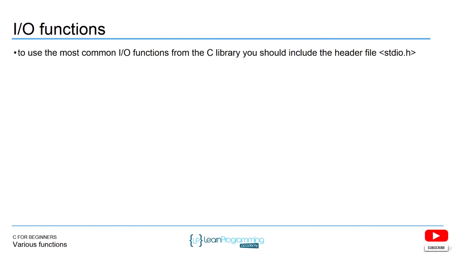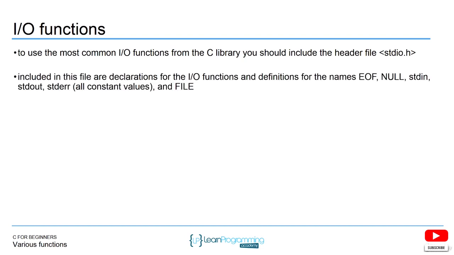We had a lot of I/O functions, input and output. We concentrated on reading and writing from files, but we also read input from the keyboard, and we outputted data to the console or the screen. So to use the most common I/O functions, that's all in the stdio.h header file. This file has declarations for the different I/O functions as well as definitions for constants like EOF, NULL, stdin, stdout, and stderr. Those are all constant values. And there's also a constant for the file structure, FILE.